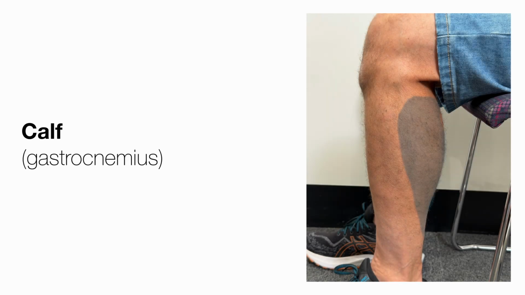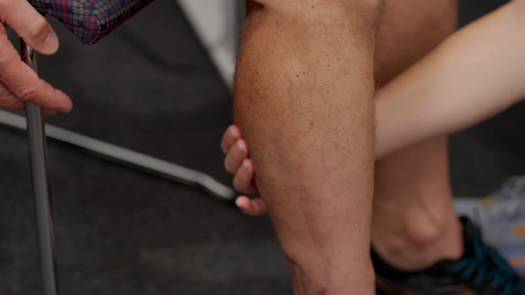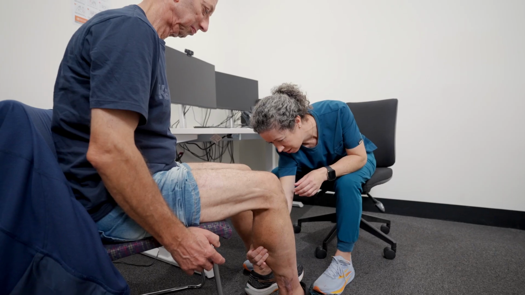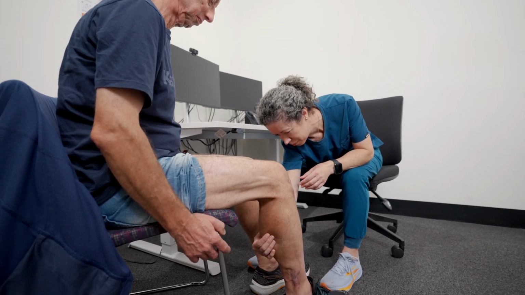Finally, assess the calf or gastrocnemius. The calf should feel well covered with muscle. Feel for both volume or muscle mass and tone, noting whether the muscle feels firm or soft.